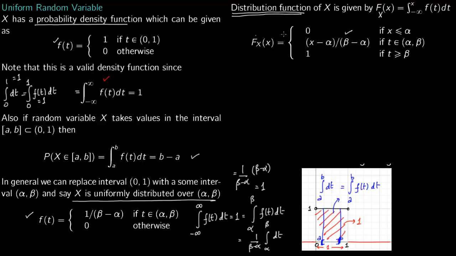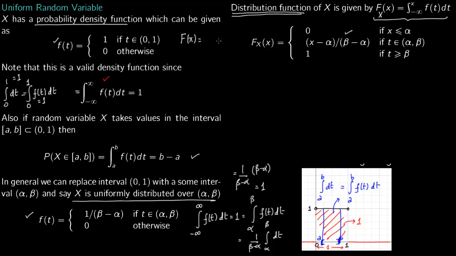So we are not worried about minus infinity, we are only worried about starting from alpha. We are only worried about the interval alpha to beta because f of t is 0 outside this interval. So we are going to rewrite this equation like this.